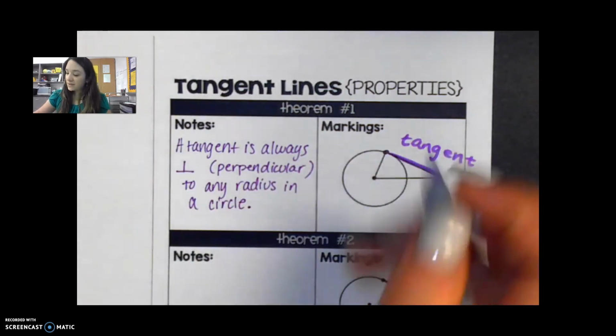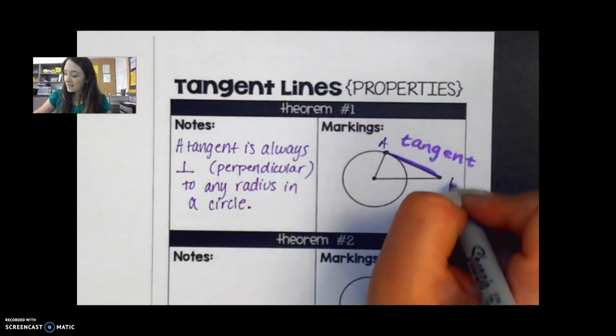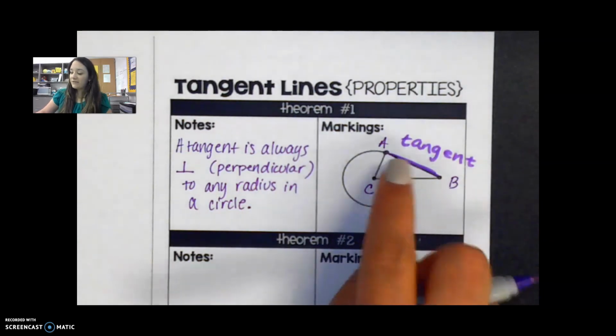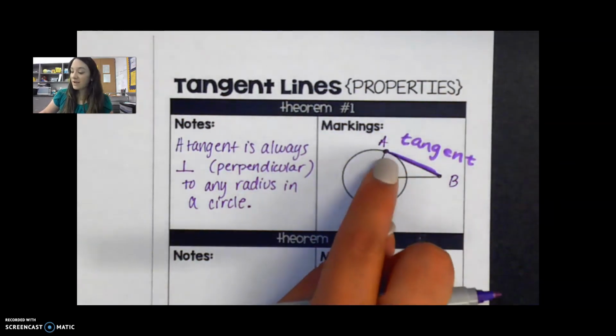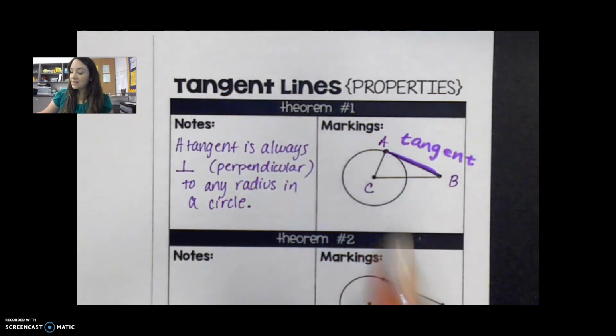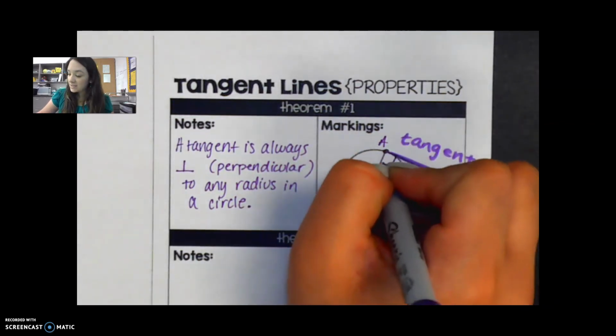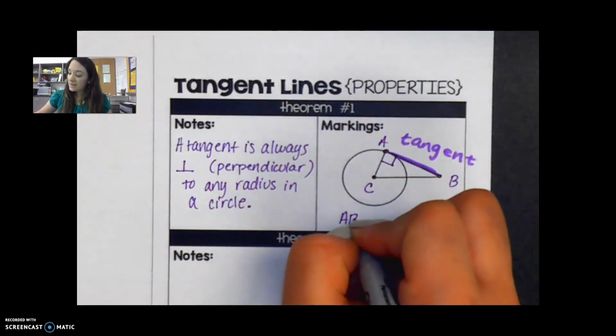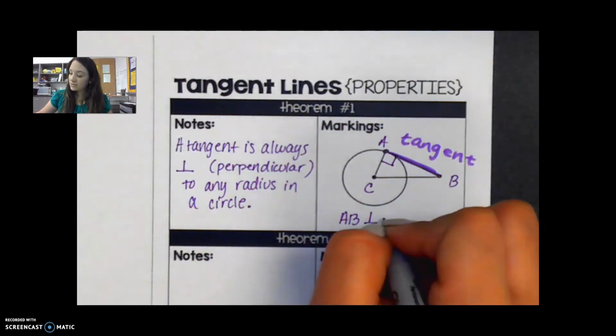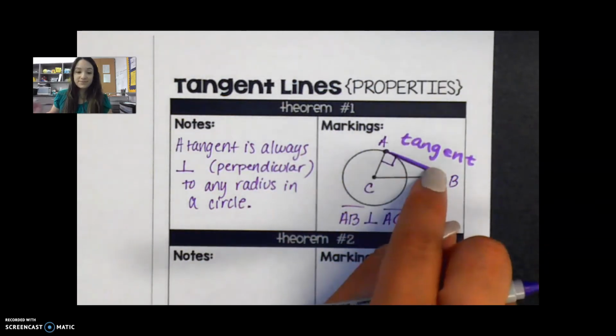All right, so if we were to call this A, B, and C, I've got my radius right here, AC, and I've got my tangent line here. That means that these two are perpendicular, so they create a 90-degree angle. AB is perpendicular to AC. They make a 90-degree angle right here.